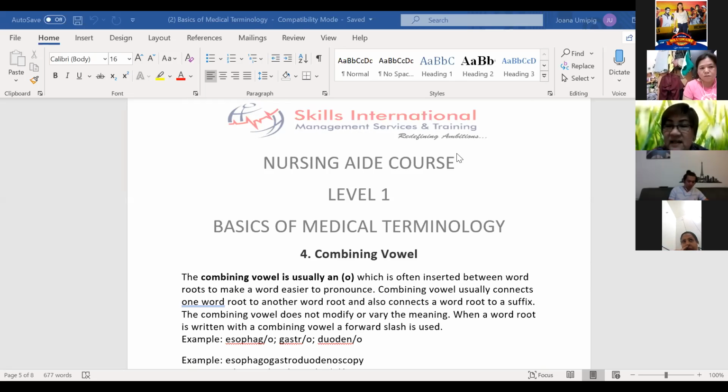So you will only form a word or a medical term when you combine with O. The example is esophagogastroduodenoscopy. So it is with the combining O, with the root words and the suffix. Okay, got it? So it's easy now, right?